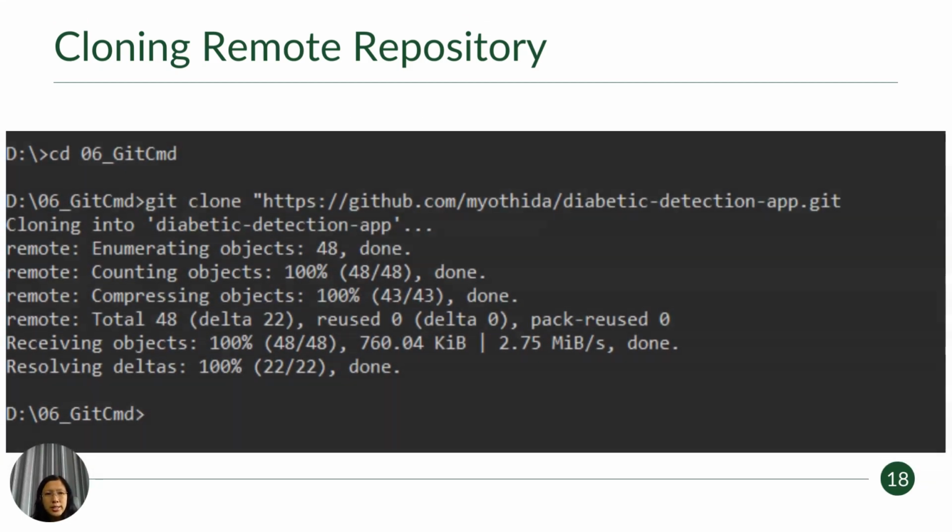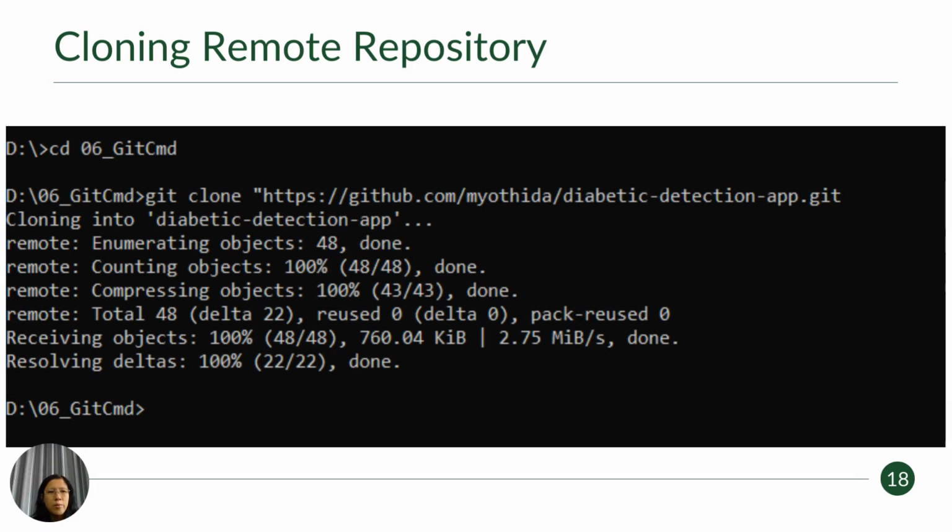So let's see, here is an example using the command prompt. First of all, I change to the working directory to my git command folder. Then I put the clone command. Git clone. So this git clone will create a folder called diabetes app in my local computer.